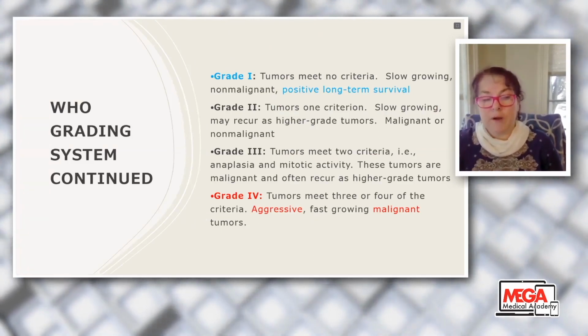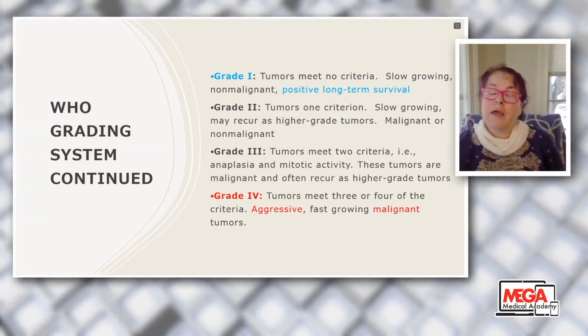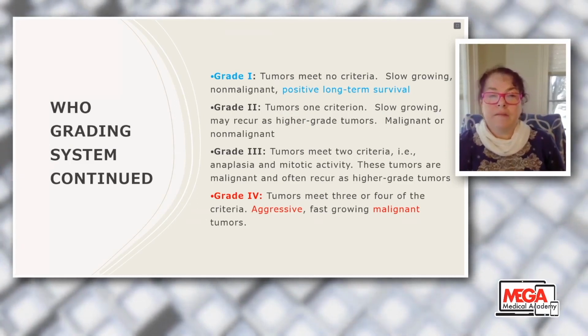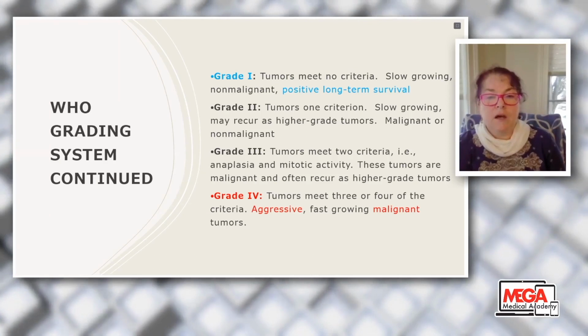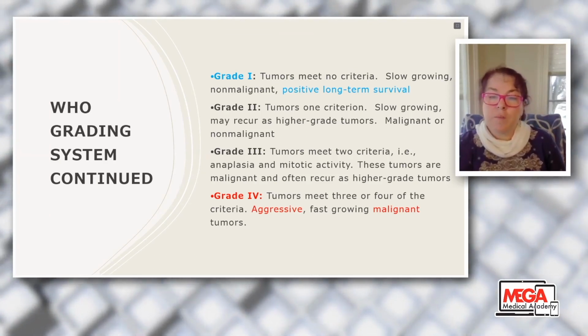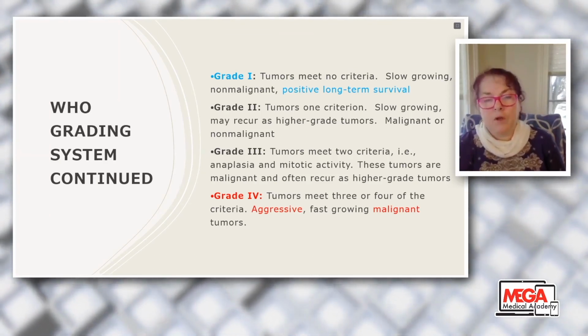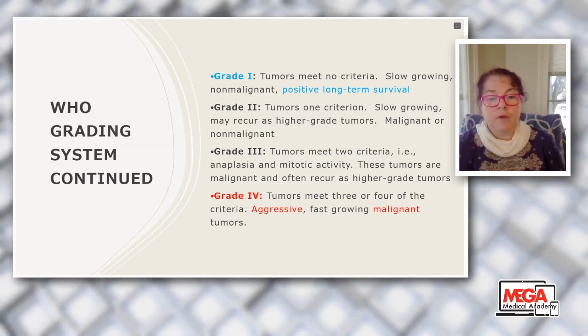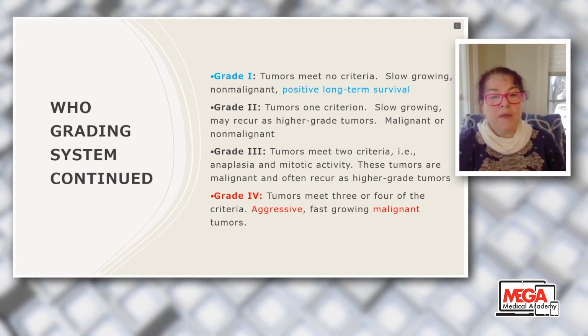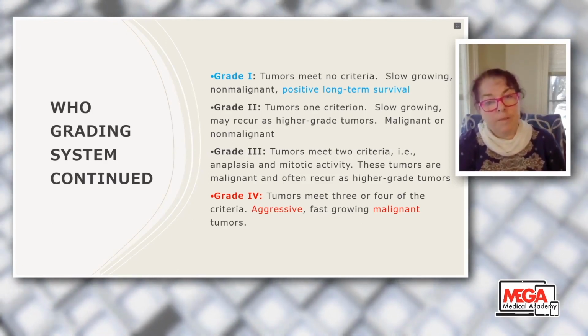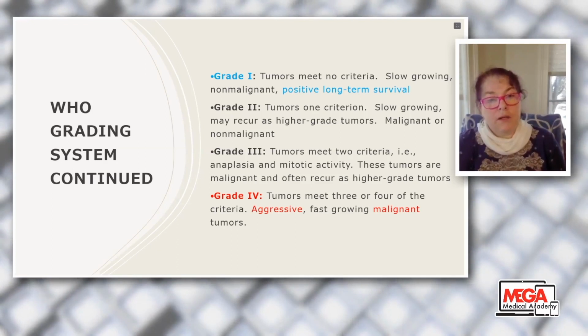This is a little bit more about the WHO grading system. Again, grade 1 tumors basically don't have any criteria. They're slow growing, they're non-malignant. Patients with these type of tumors usually have a positive long-term survival. Grade 2 tumors will have one of the WHO criteria. They're still slow growing, but they may recur as a higher grade tumor. They can be malignant or non-malignant.